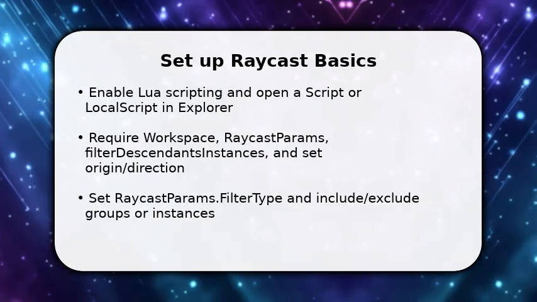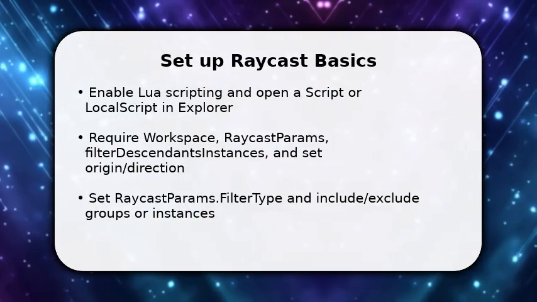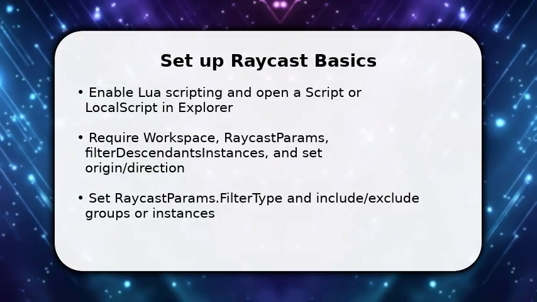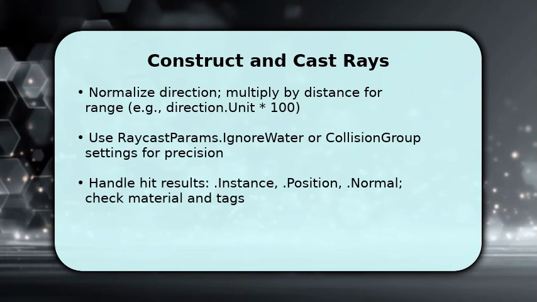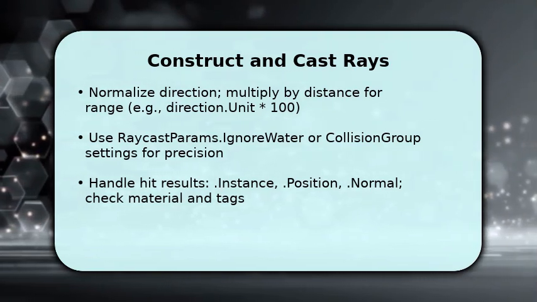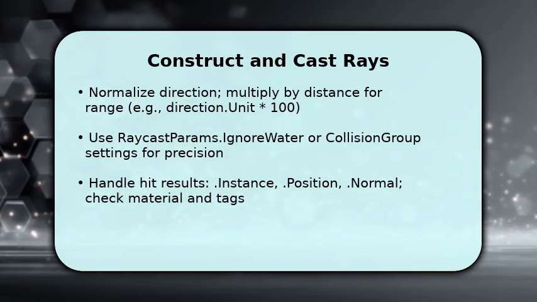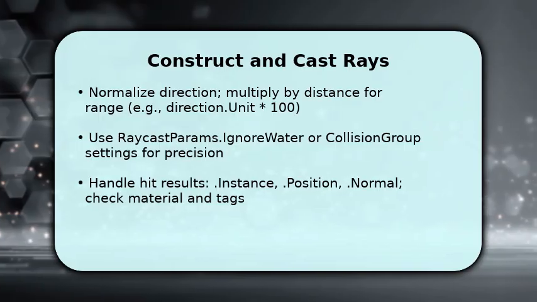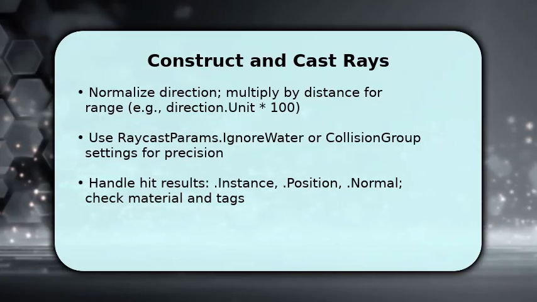This first step ensures your raycast targets the right objects and avoids wasted checks, which improves performance and predictability. Now you build and execute the actual ray. Normalize direction to avoid scaling bugs, then multiply by range so you know maximum distance. Create raycast params with collision group or ignore water as needed and pass it into workspace:Raycast.